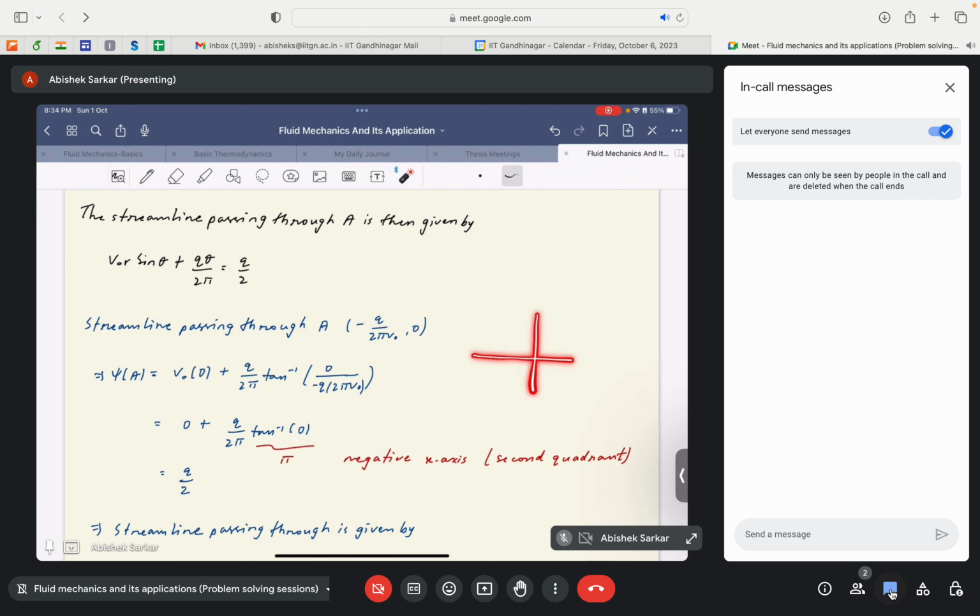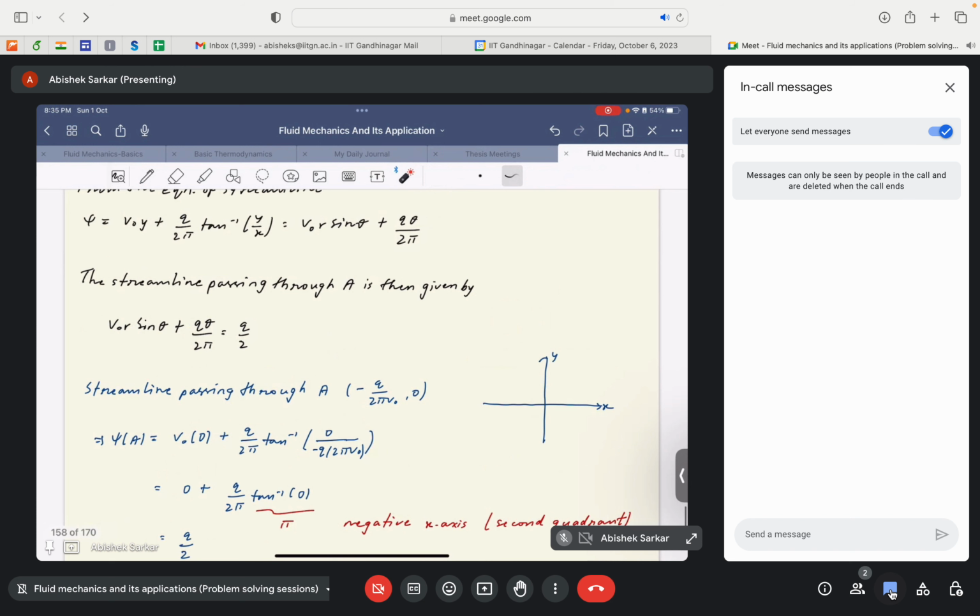So since x is negative, if we look at the quadrants, let me just draw it. It will be important because it's a very important concept, and one may get confused if we did not know it properly. Okay. So if we consider y and x here, the numerator represents the y coordinate and the denominator represents the x coordinate. So you can clearly see that y is equal to 0, but x is negative. So in which quadrant is x negative? You can clearly see that x is negative in the second quadrant, right? So for the solution in the second quadrant, tan inverse 0 will be equal to pi. Okay, so if we substitute pi here, we get that psi at a is equal to q by 2.